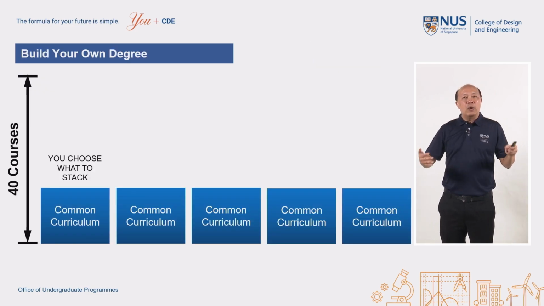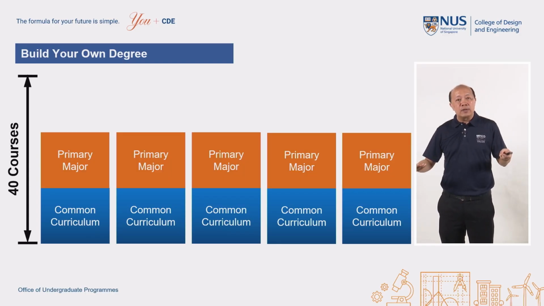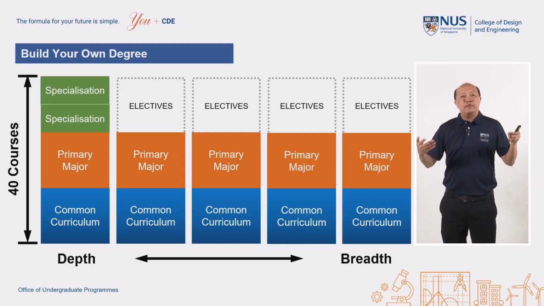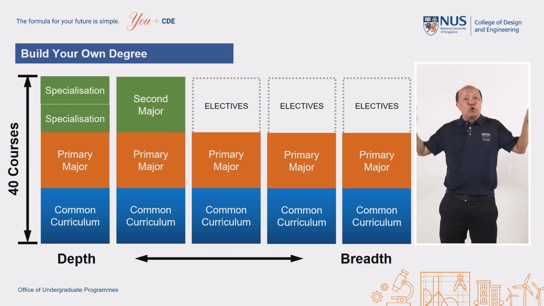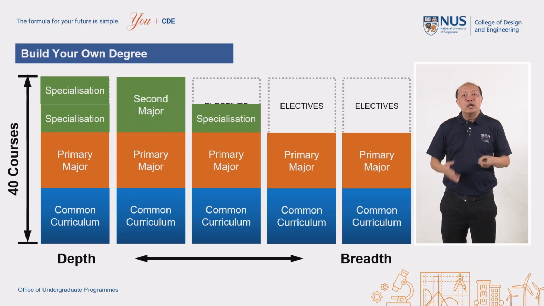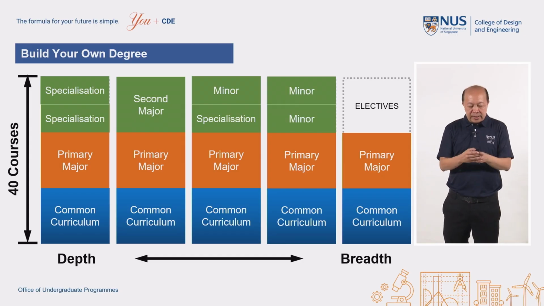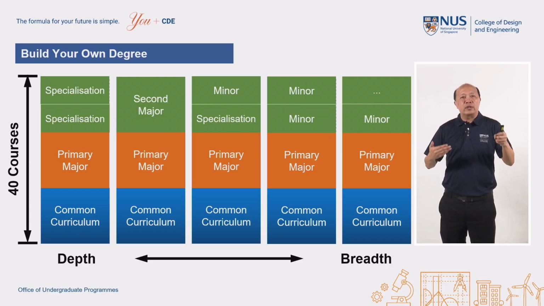So here I actually show you how our curriculum actually stacks up. So you start off with the appetizers, the common curriculum, approximately 10 courses. Then after that, you have the 20 courses, which is your primary major. Then finally, you finish it up with the dessert, right? So within this unrestricted elective part, you see that you are given opportunities to go deep. You can do 2 specializations. You can go broad by doing a second major. You can go both deep and broad by doing 1 specialization and 1 minor. Or you want to go very broad, you can do 2 minors. Or you can do a combination of different courses within this unrestricted elective.